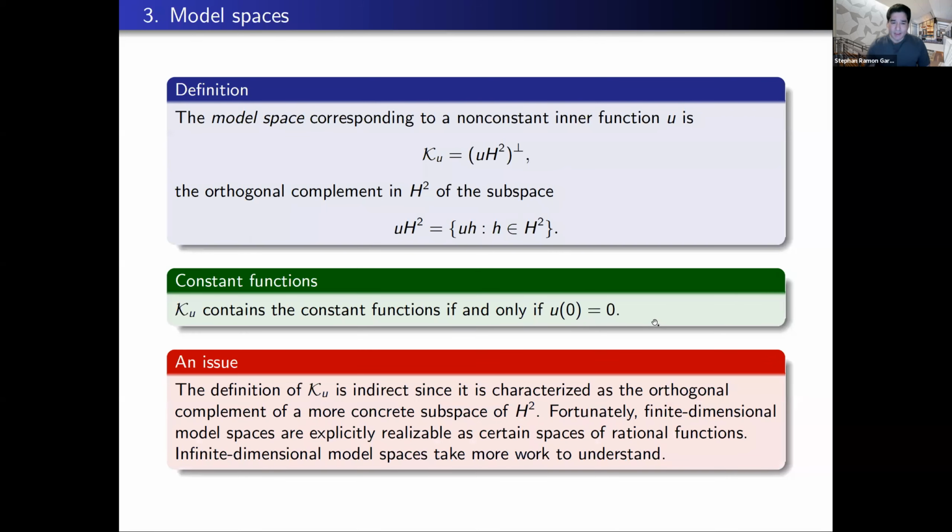It's a little bit of a philosophical problem with model spaces, however, and that is that our definition is a little bit indirect. We're defining a model space to be the orthogonal complement of a very, very concrete subspace. Consequently, it can be a little bit difficult to determine whether a function belongs to a model space or not, or to characterize the functions that belong in model spaces. Fortunately, in the finite dimensional case, model spaces are explicitly realizable as concrete spaces of rational functions. It's in the infinite dimensional case that model spaces take quite a bit more work to understand because of this negative characterization as an orthocomplement of something.